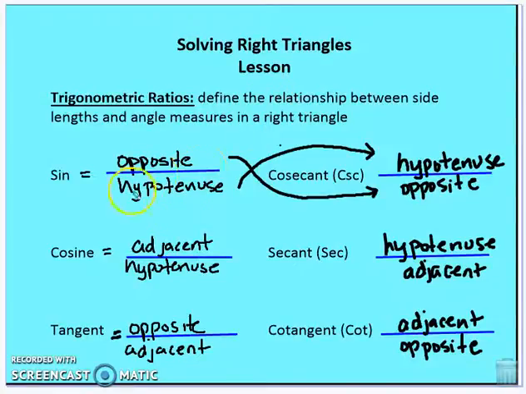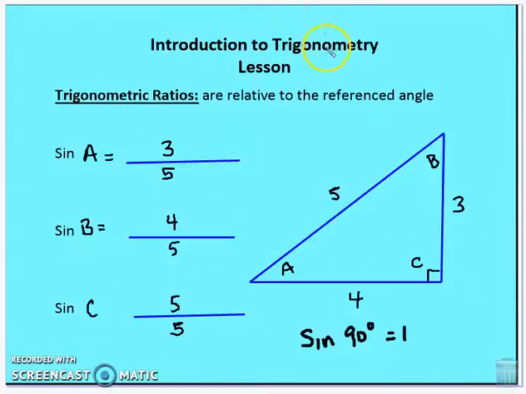So I like to say that in any of the two pairs, one pair always has to have one co. So sine cosecant, cosine secant, tangent cotangent. All right, so let's take a look at how that plays out for sine A, B, and C.